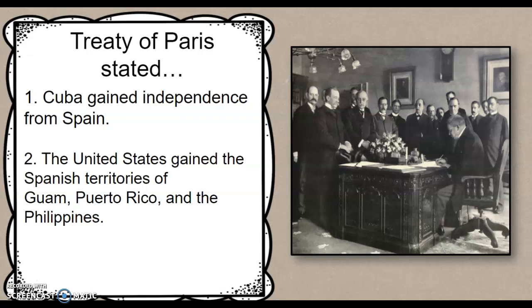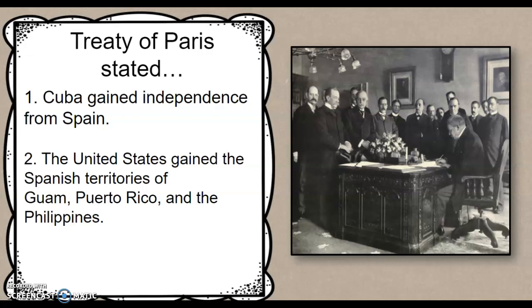And so Cuba was given independence, and eventually we would have some issues with Cuba, who would become communist, and we would have some issues later on down the road. But right now they were given their independence, and the United States gained 3 territories.